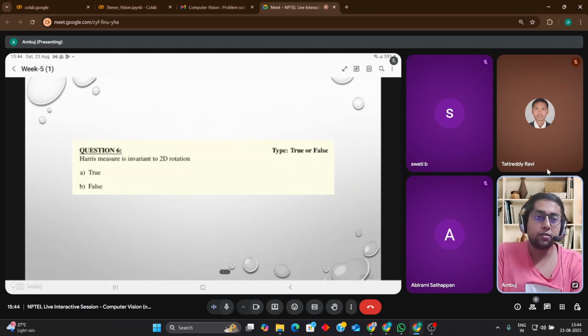Now, question number 6, or the next question. Harris measure is invariant to 2D rotation. Is it a true statement? Is it a false statement? Feel free to answer it in the chat box, because it can be either true or false.